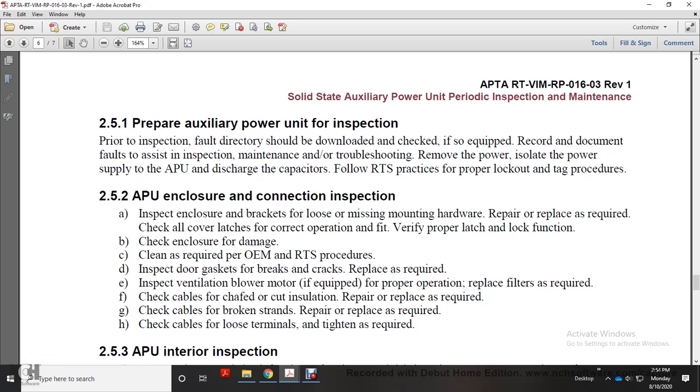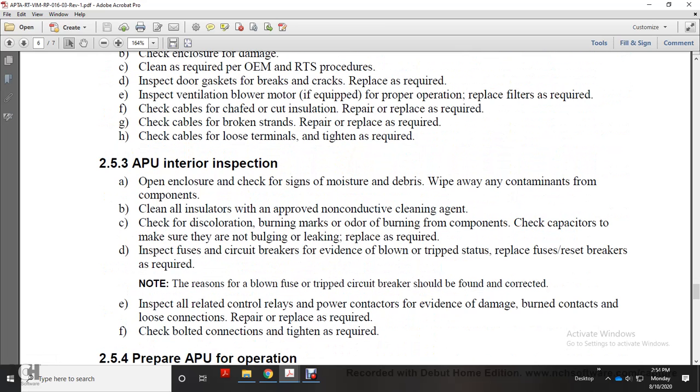Check cable insulation for cuts, repair or replace if required. Check cable for broken strands, and repair or replace as required. Check for loose cable terminals and tighten as required.